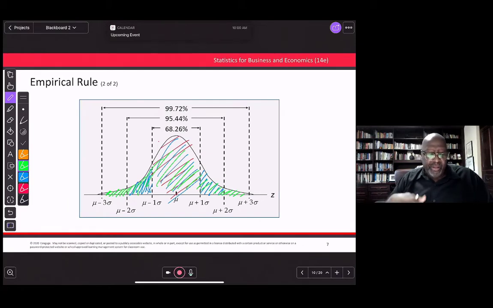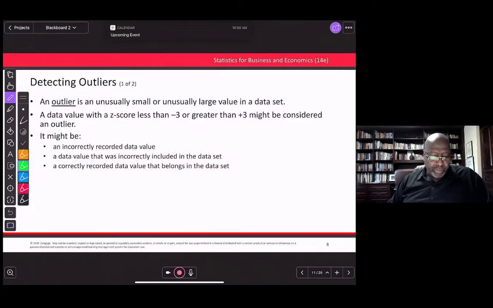Okay? And if we get that kind of consistency, we can say that we believe the data comes from a bell-shaped curve, a symmetrical distribution. And so that's the empirical rule for us. I've already talked a bit about outliers. So an outlier is an unusually small or unusually large value in the data set.